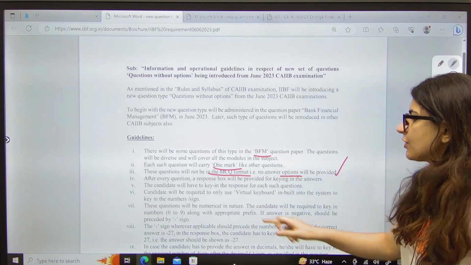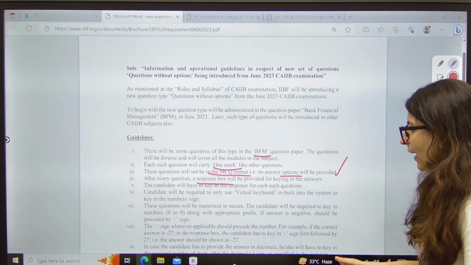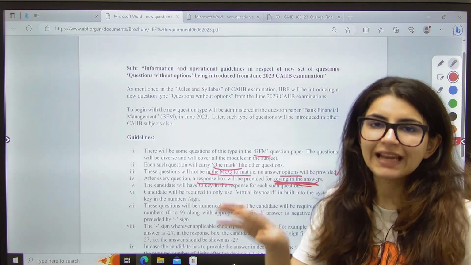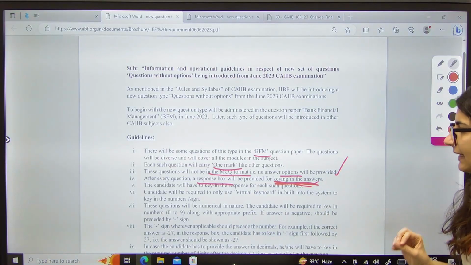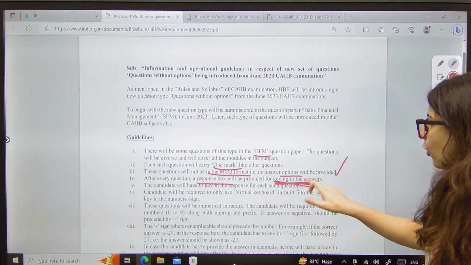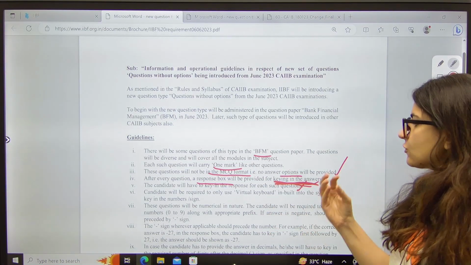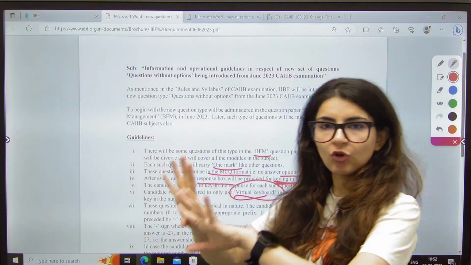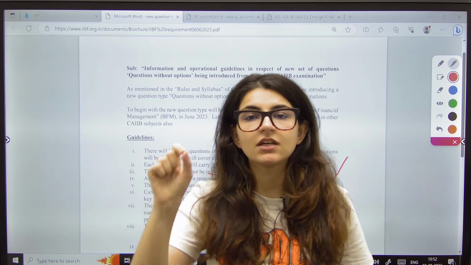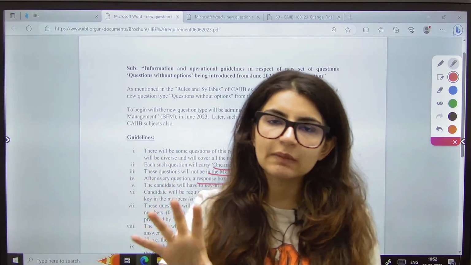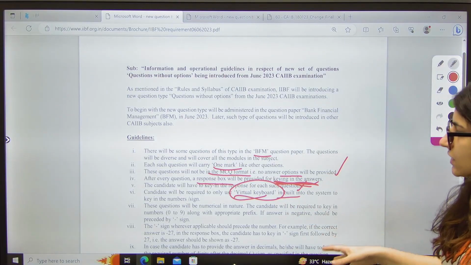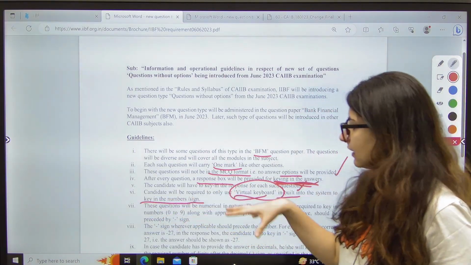After every question, a response box will be provided for keying in the answers, which means you have to type the answer. The candidates will have to key in the response for each question. Candidates will be required to only use the virtual keyboard. A keyboard will be given on the screen and you have to type the answer using that virtual keyboard that will be given on the screen, inbuilt into the system to key in the numbers and sign.